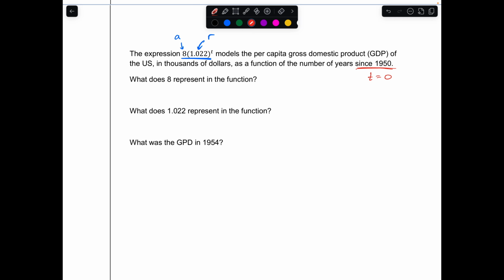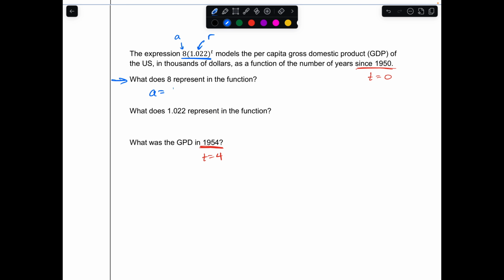But I'm skipping ahead a little bit. In 1954, that's how many years since 1950? Well, it's 4 years after 1950. So T would be 4 for that problem. All right, let's go back to where we were. What does 8 represent in the function?